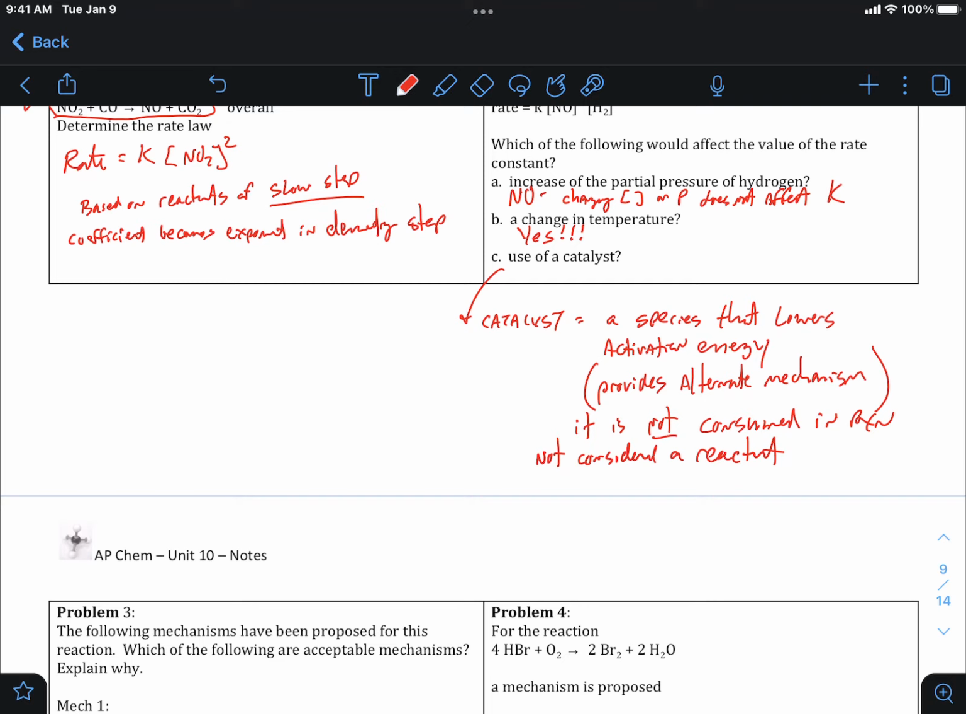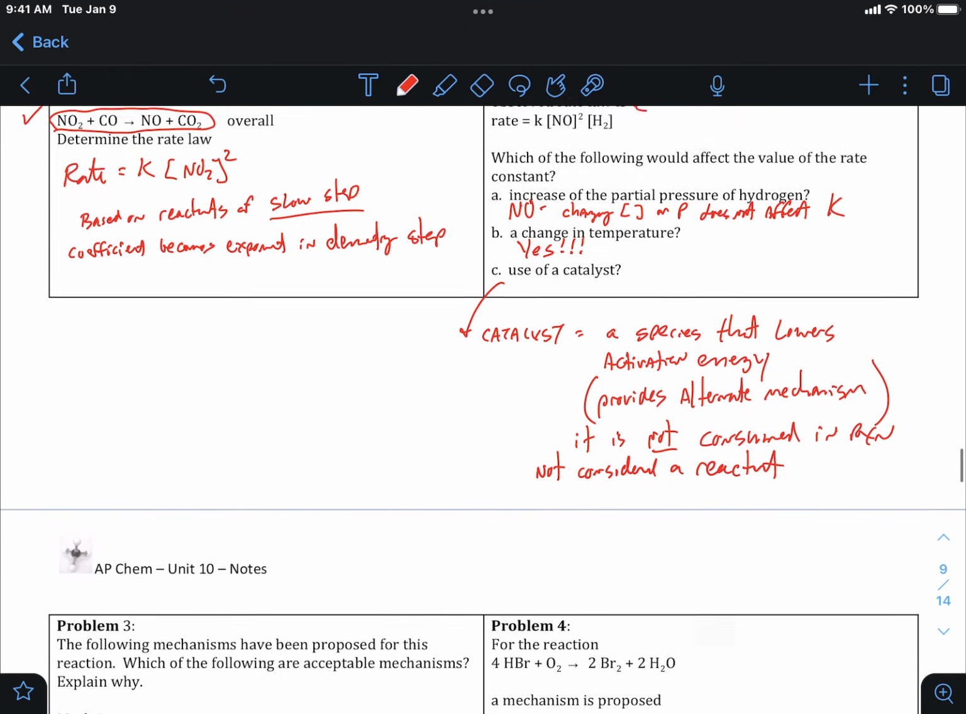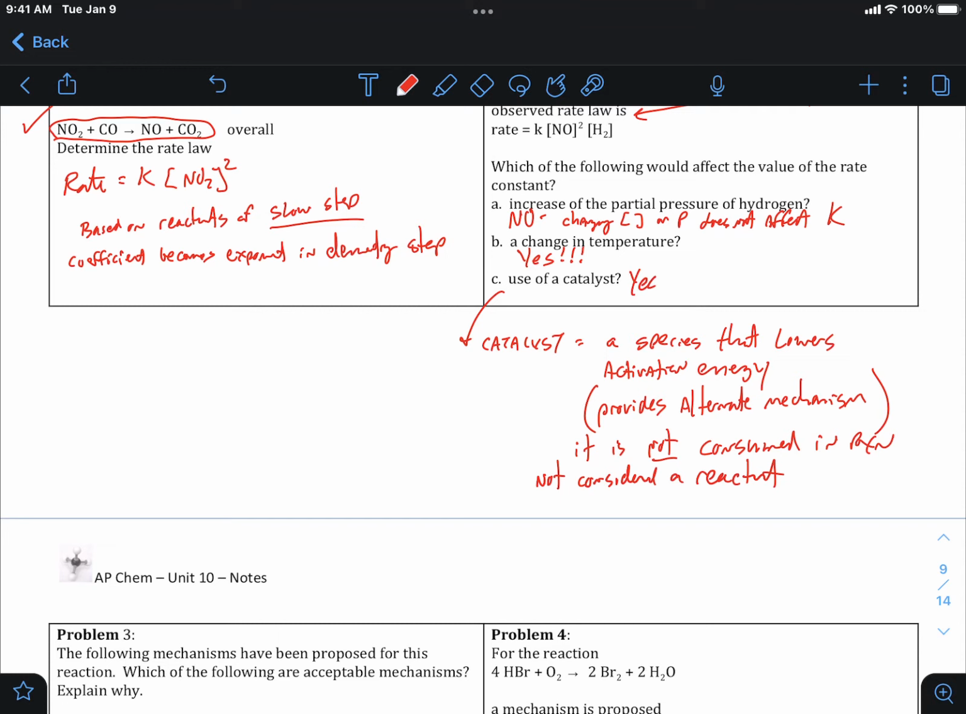So in other words, once a catalyst is used, it's spit back out and then reused over and over and over again. The catalyst at the end of the reaction is essentially the same as it was at the beginning. Because of this, we don't consider it a reactant or product. So anyways, does a catalyst change the rate constant? Yes, because a different mechanism is used. It changes how you write the reaction mechanism.